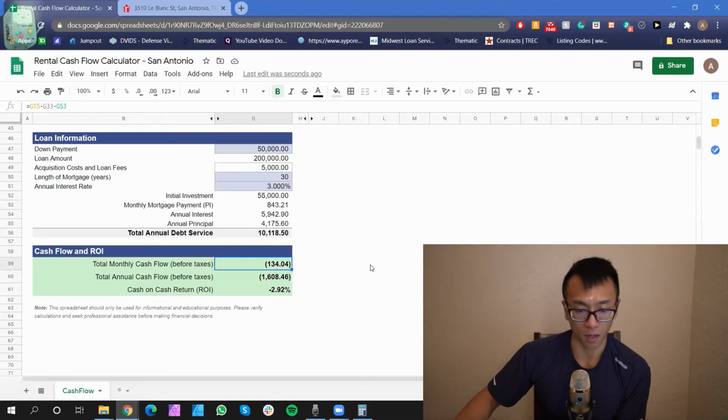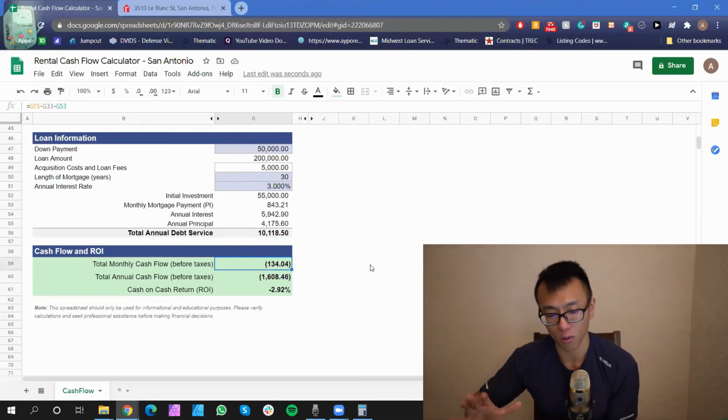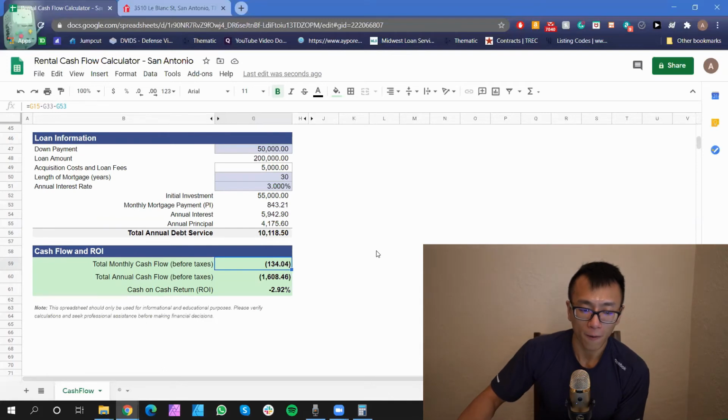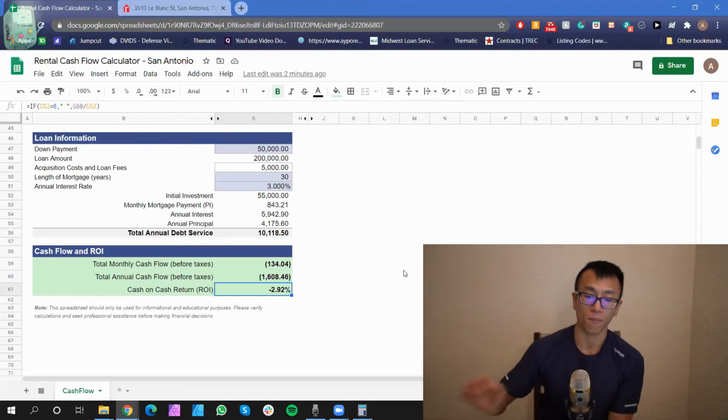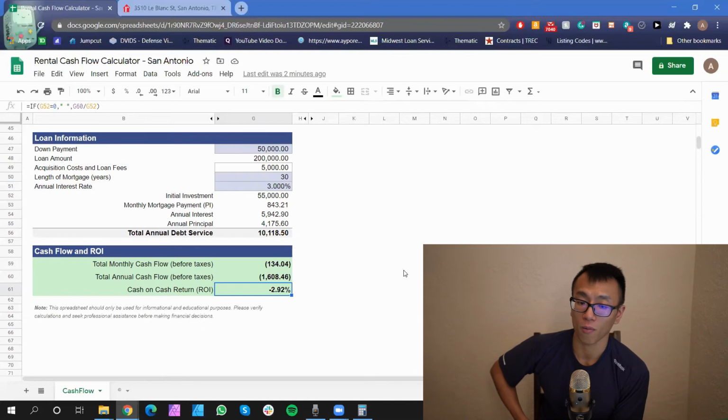Now for the holy grail of information that you're looking for. This property will probably cost me about $134 a month to own. And the annual cash flow, I will probably be losing about $1,608. And then I have about a 3% negative cash on cash return. You might be thinking to yourself, why would I invest in this type of property? It's making me lose money. I lose $1,608 per year. Here's the thing right now.